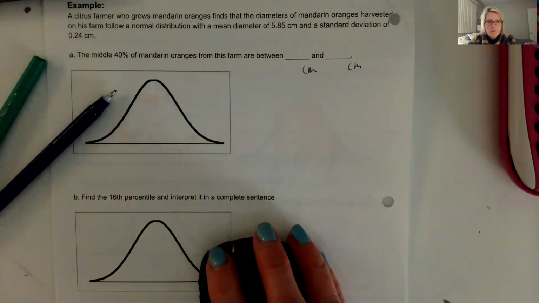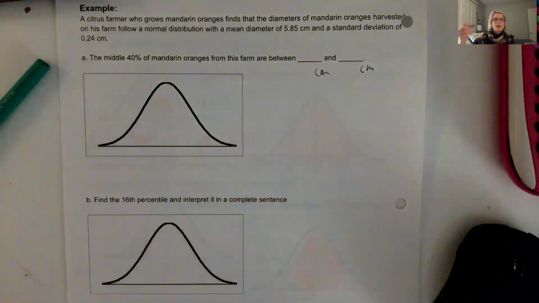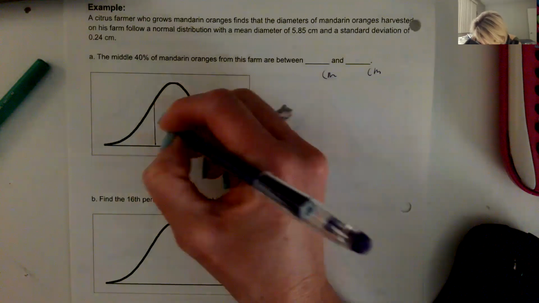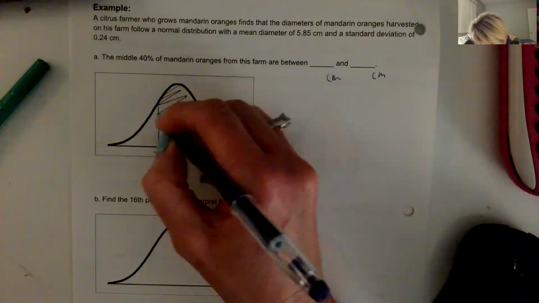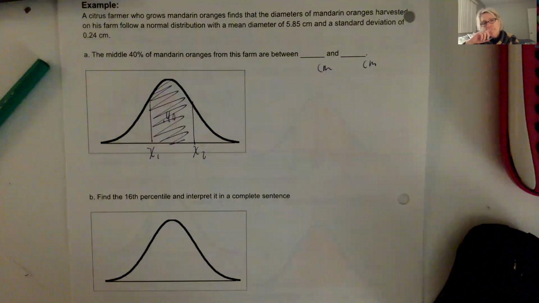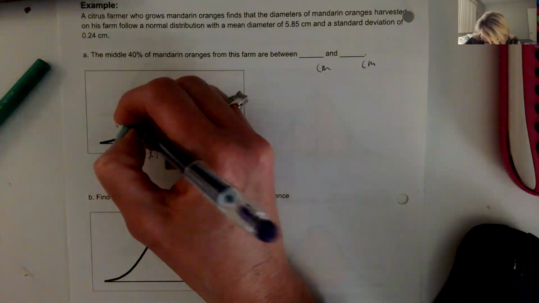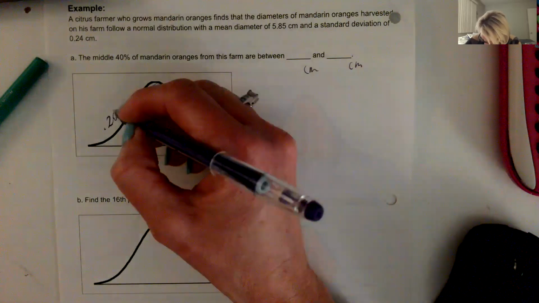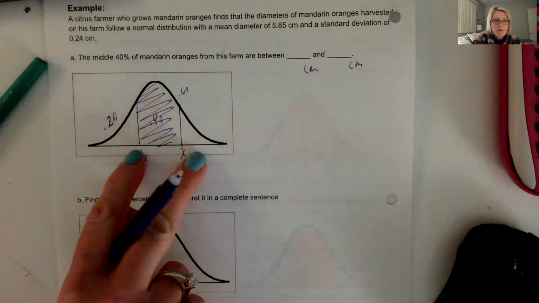Okay, so let's go ahead and draw what we have going here. Okay, so we want the middle 40%. So this one's going to be a little bit trickier. We want the middle 40%. So we want an X1 and an X2, and we're trying to find these values. So what we could do is find 20% here, right? And then 60% for this marking, because we would have 20% and 40%. And then that would be the two boundaries.